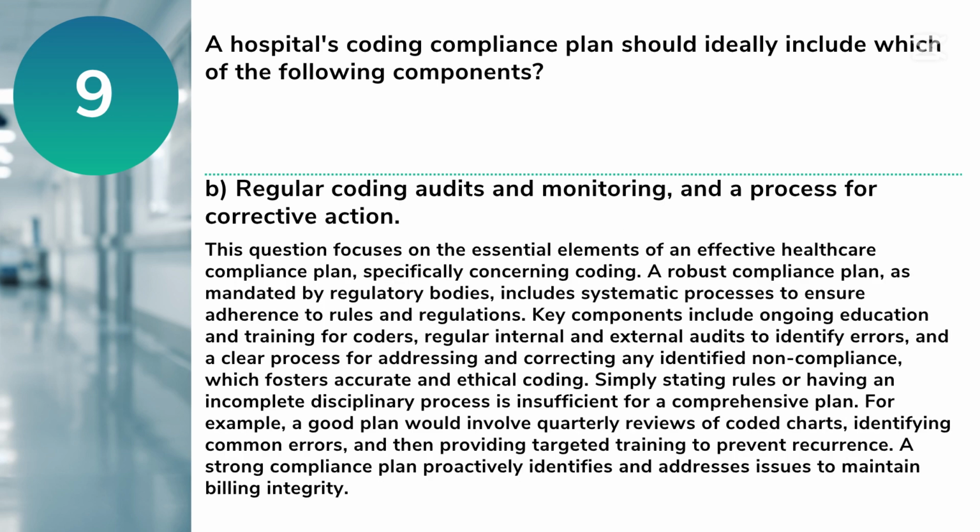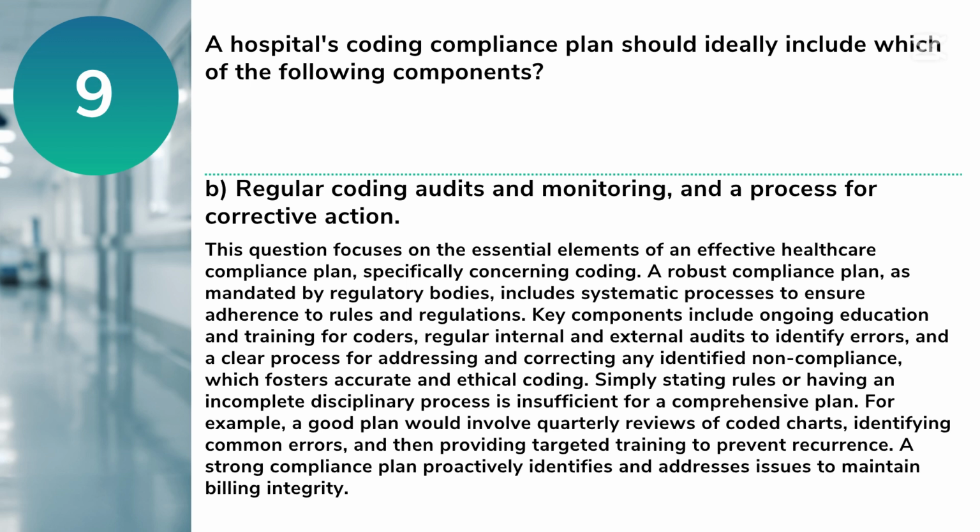Answer: B. Regular coding audits and monitoring, and a process for corrective action. This question focuses on the essential elements of an effective healthcare compliance plan, specifically concerning coding. A robust compliance plan, as mandated by regulatory bodies, includes systematic processes to ensure adherence to rules and regulations. Key components include ongoing education and training for coders, regular internal and external audits to identify errors, and a clear process for addressing and correcting any identified noncompliance, which fosters accurate and ethical coding.